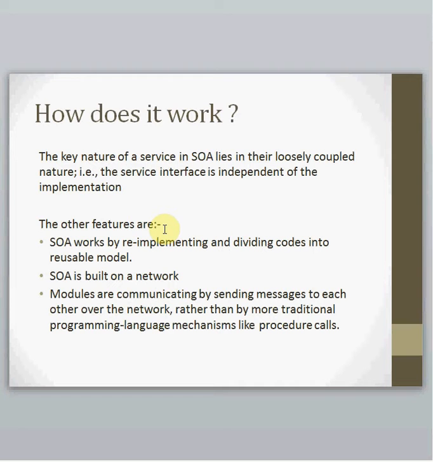How does SOA work? SOA works by implementing and dividing code into reusable modules. This allows for service reuse, making it unnecessary to start from scratch when upgrades and other modifications are needed. This is a benefit to businesses that seek ways to save time and money.